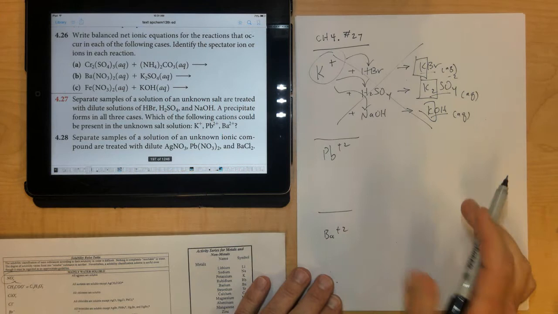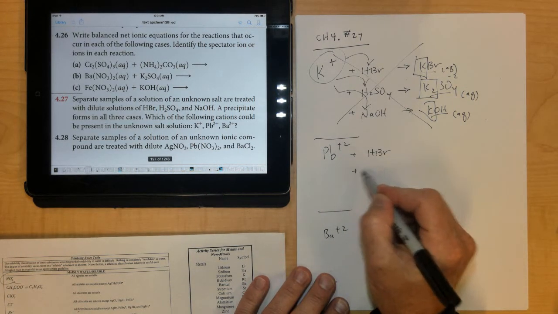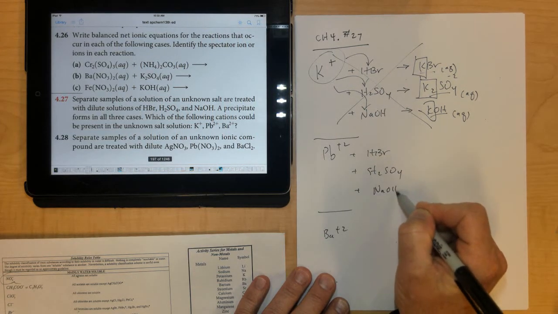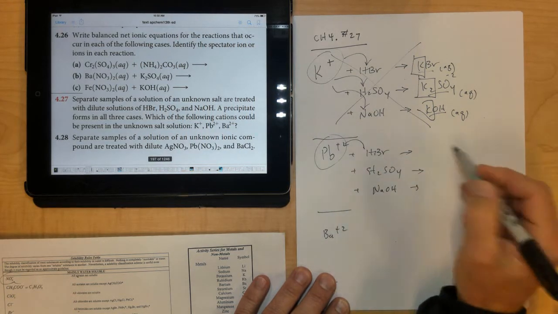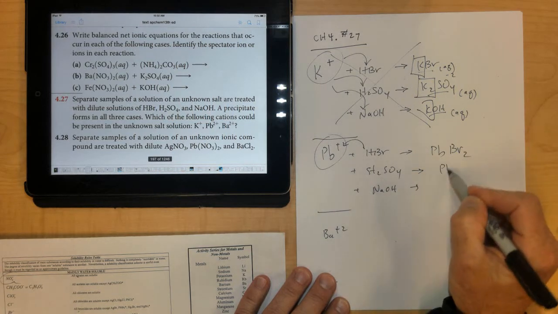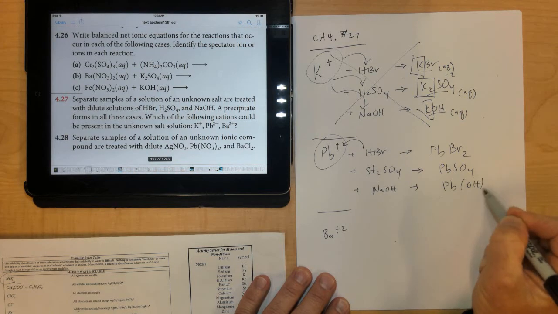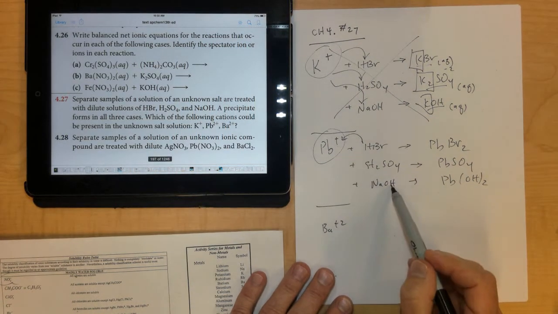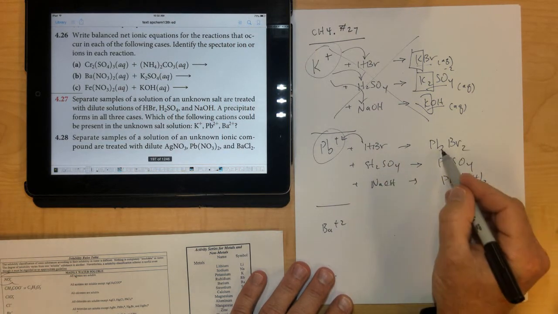Okay? Second of all, let's try lead now and react that with HBr, with H2SO4, and with NaOH. Once again, since this is a cation, it would replace the cation in each of these, and we'd end up with PbBr2, some PbSO4, and some Pb(OH)2. Remember, lead's +2, it told us it's +2. And then hydroxide's -1, sulfate's -2, and bromine's -1. Get your charges right on there.